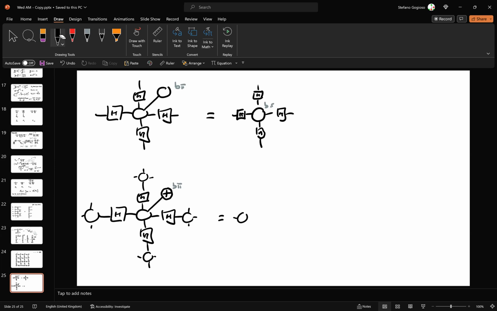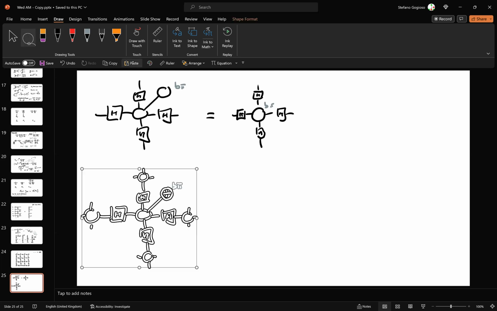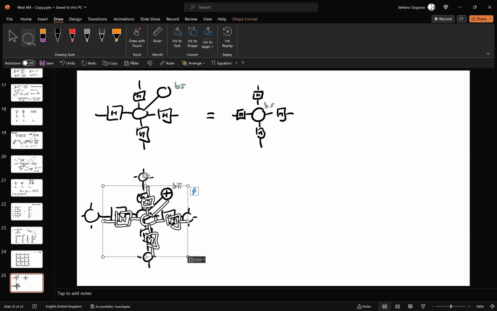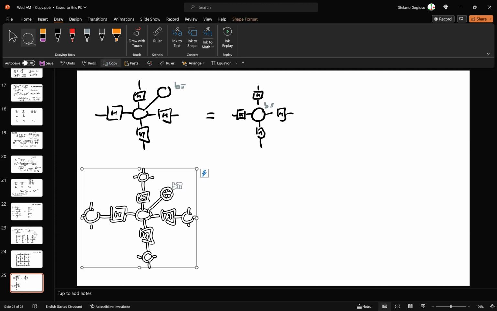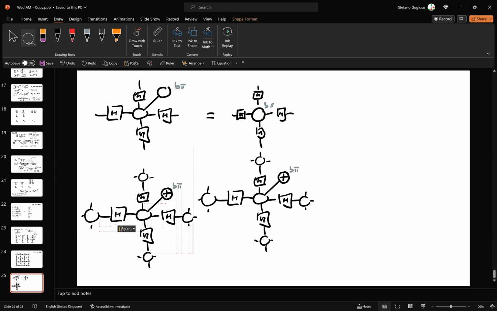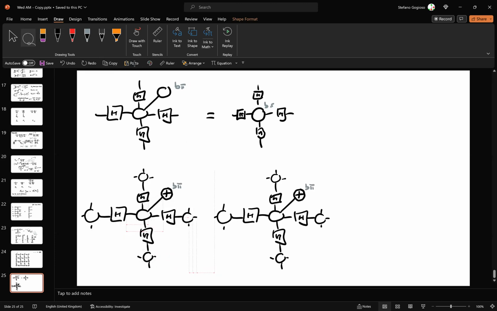So let me just do a copy paste of the entire thing. Copy paste. Excellent. So I'm going to get the same thing, but that particular spider state, a computational basis state, gets copied 4 times.